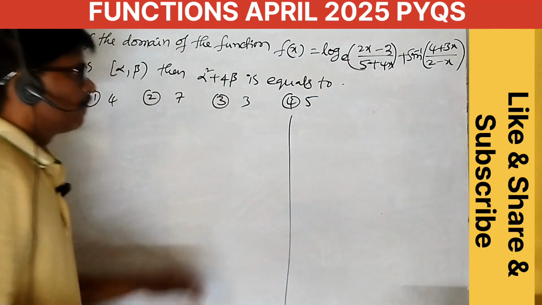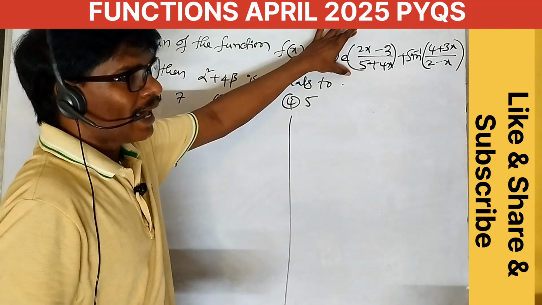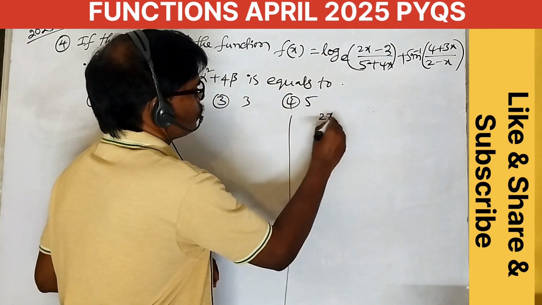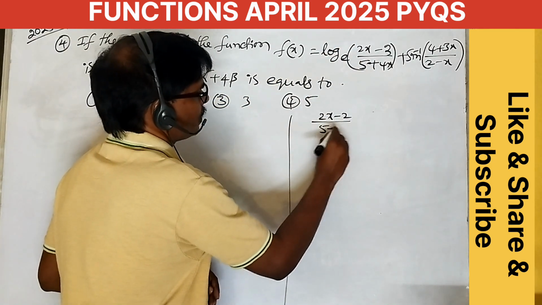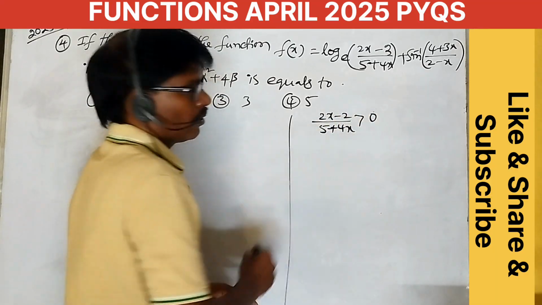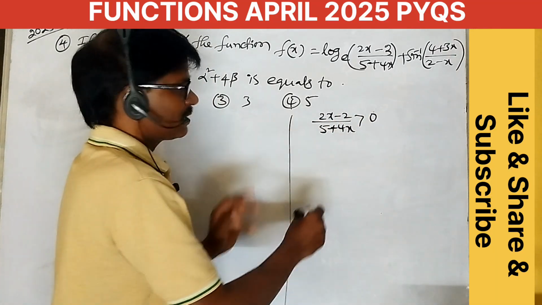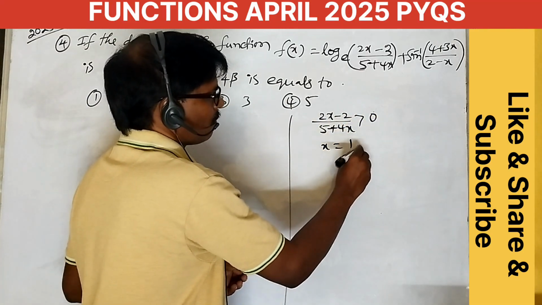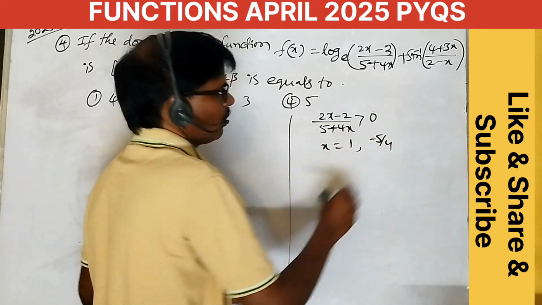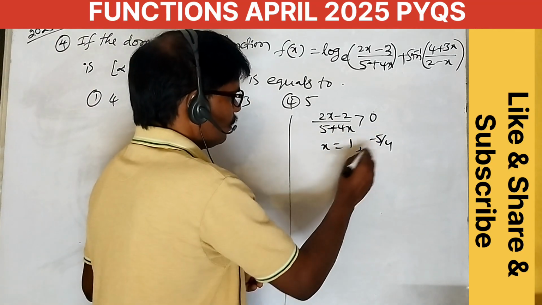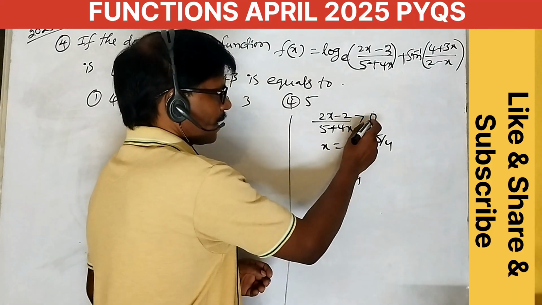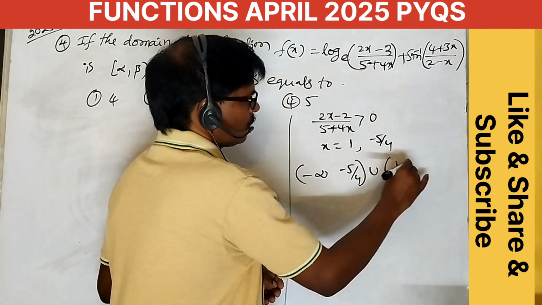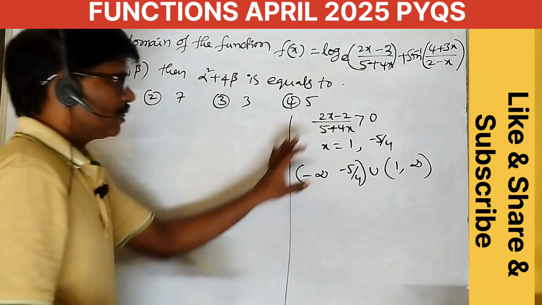Okay, right here. First, what is the logarithm value? Log a base b means a greater than 0. This is the a part. Log a greater than 0 means (2x minus 2) by (5 plus 4x) is greater than 0. What is the x value here? Take the x values: x is equal to 1, and x is equal to minus 5 by 4. This is the negative value, minus 5 by 4. Greater than means minus 5 by 4 to minus infinity open interval, also open interval, union 1 to plus infinity. Okay, this is the first function.